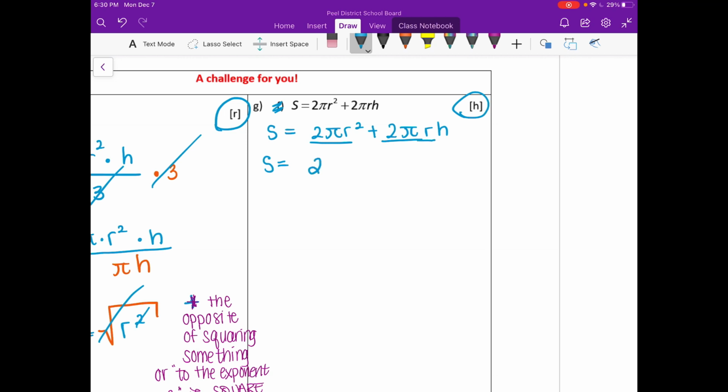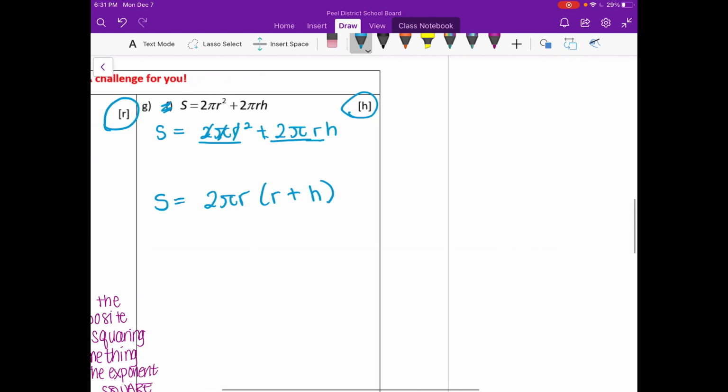So I can say 2 pi r, right? And if I divided both sides by 2 pi r, so let's just divide both of those two by 2 pi r. So if I pulled that out, right, I would have 2 pi r. If I pulled 2 pi r out of here, I would just have 1 r left, right? And then if I pulled 2 pi r out of that one, I would just have h left. Okay, so you can do that. It's called factoring, right, which is just basically the opposite of expanding.